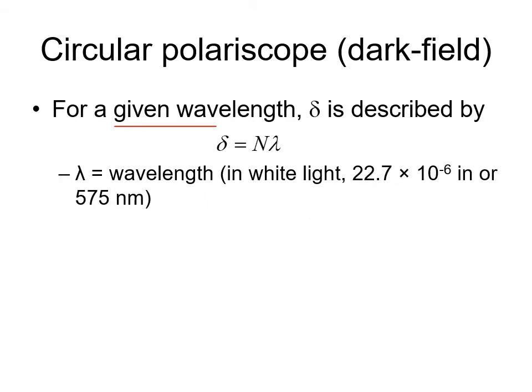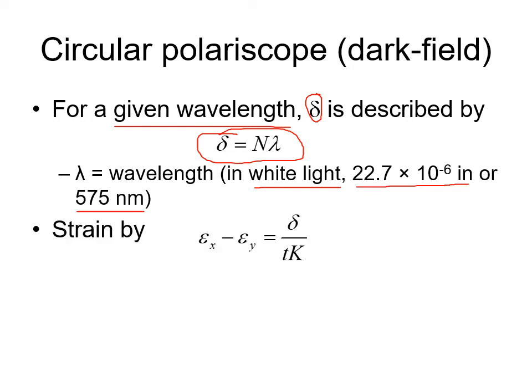So for a given wavelength, our delta is described by the following relationship, that delta is equal to n times lambda, where we have lambda here as our wavelength. In white light, we have this value here of 22.7 times 10 to the negative 6 inches, or 575 nanometers.